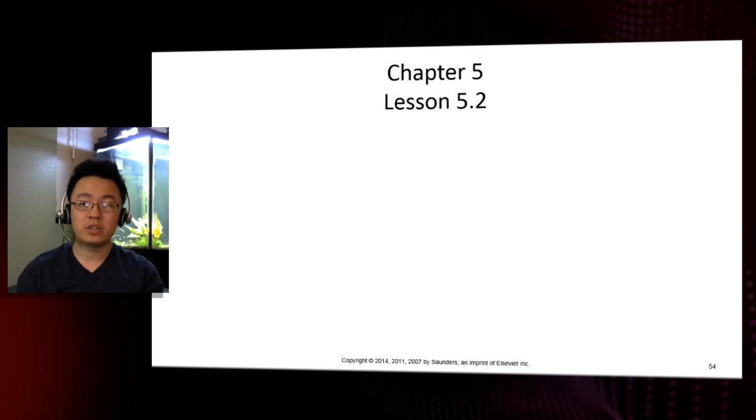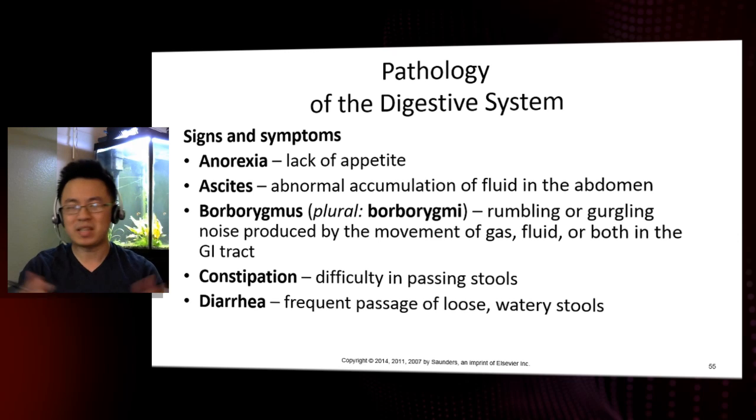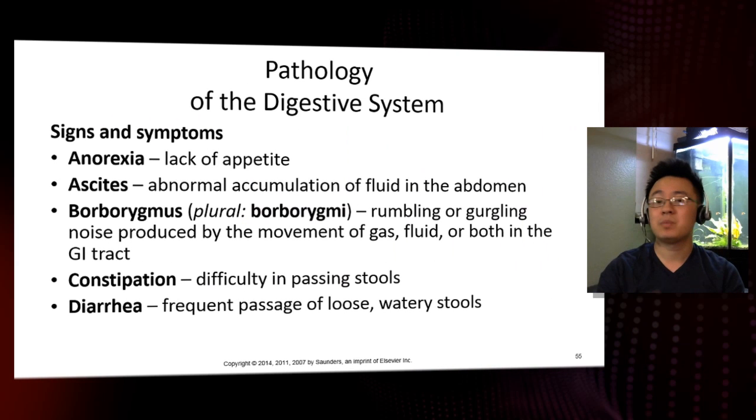All right, let's move on to the next lesson where we talk about some of the pathology that the digestive system has. Once again, the digestive system is not perfect. Sometimes things go wrong. Sometimes the digestive system doesn't function the way it's supposed to. We're going to get into that. That's pathology. One of which here is anorexia. This one, I'm pretty sure that most of you, the students out there, have heard. Anorexia means a lack of appetite.